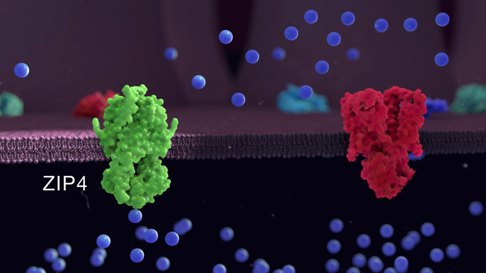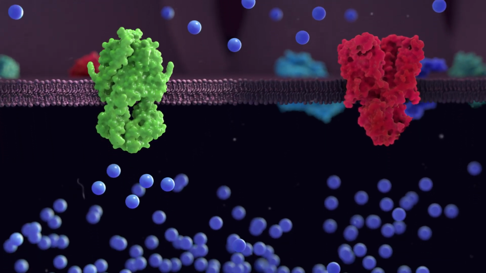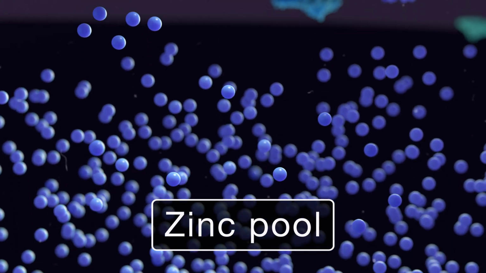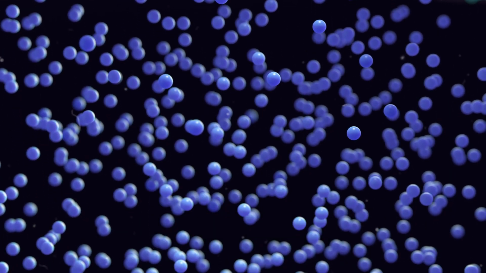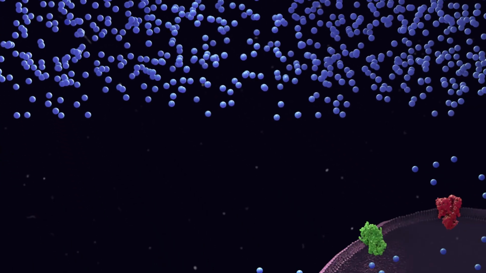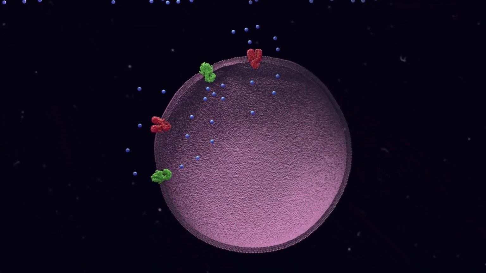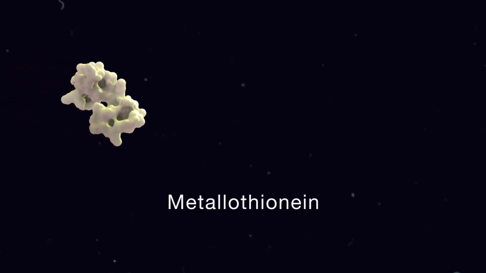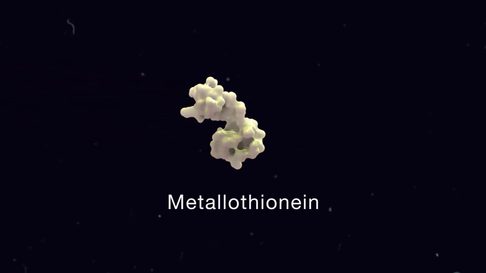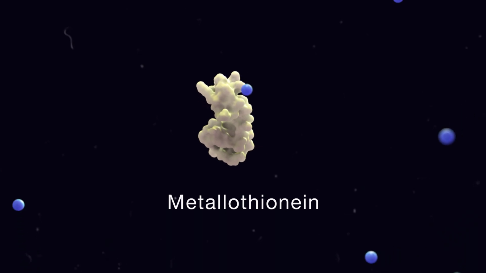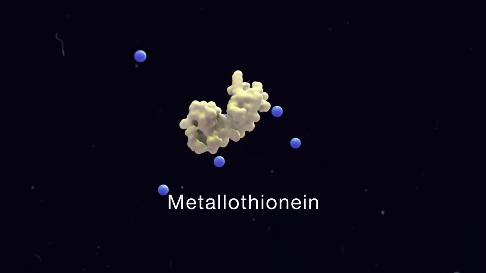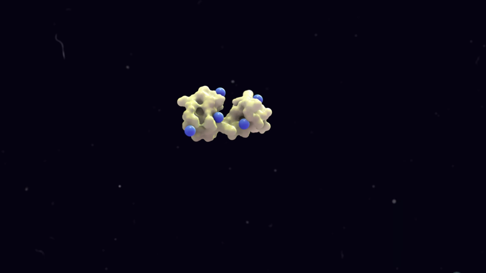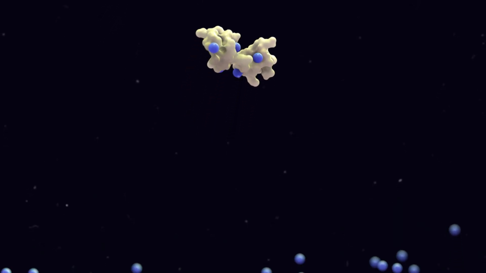Zinc transported into the enterocyte enters the intracellular zinc pool. This pool is made up of zinc-dependent enzymes and zinc-binding proteins. Intracellular zinc can also be transported into and out of intracellular organelles via the zinc transporter family members. Metallothionein is an important zinc-binding protein. It is a low molecular weight, cysteine-rich zinc-binding protein. It is induced by zinc and restricts zinc absorption in conditions of zinc excess.